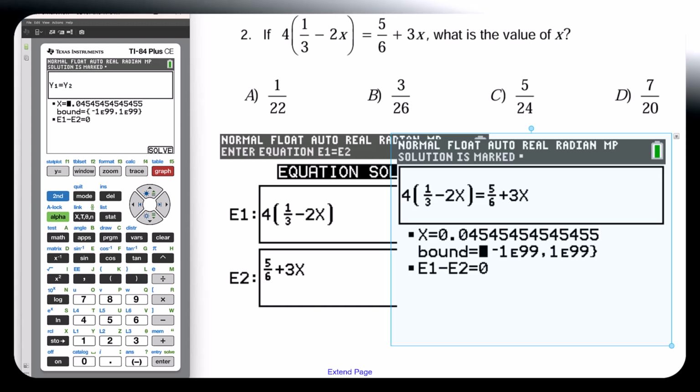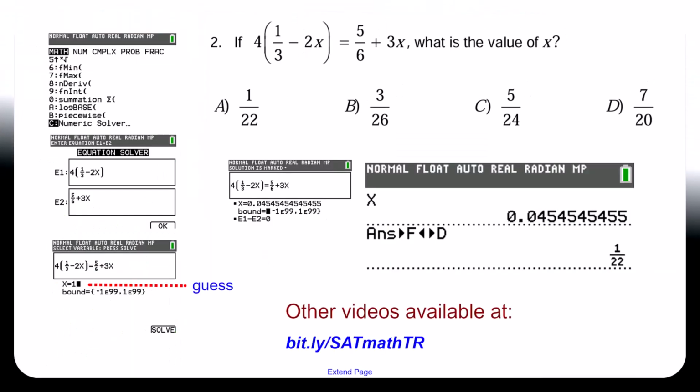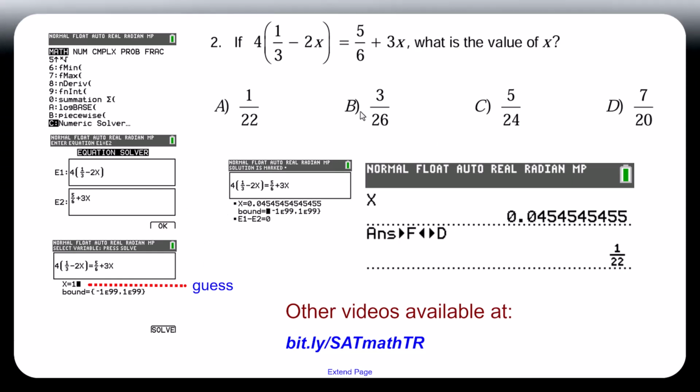Press pause as needed. Here are the screenshots I used to get the solution this way.